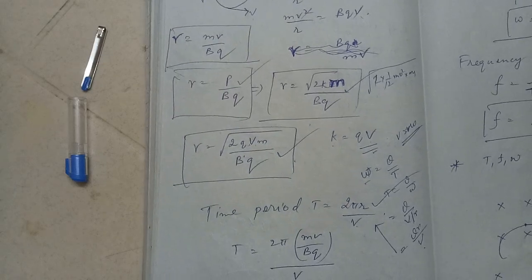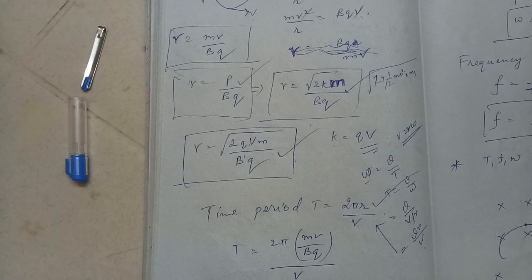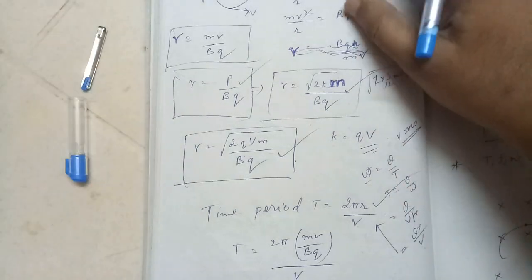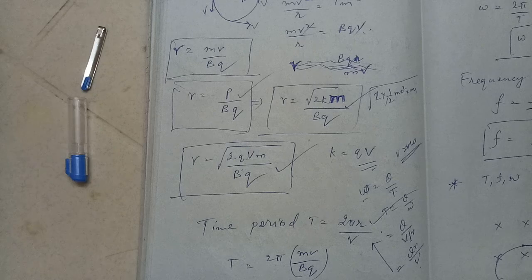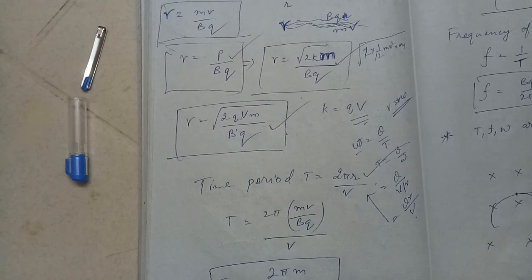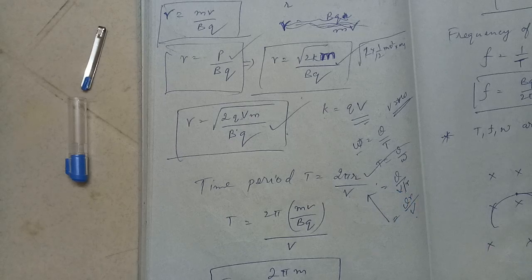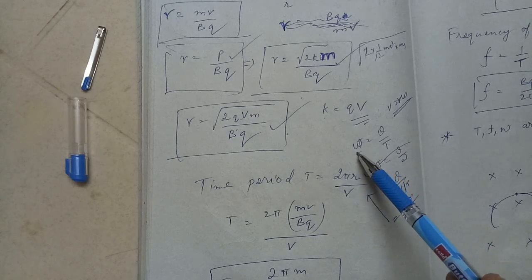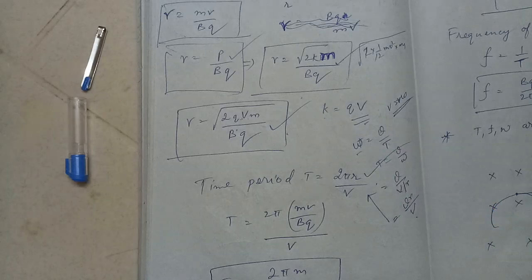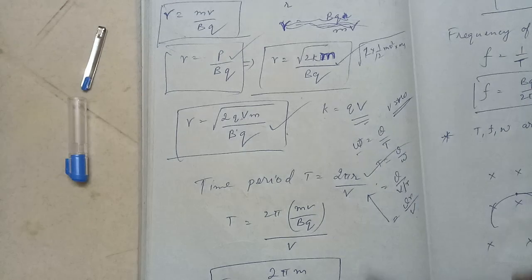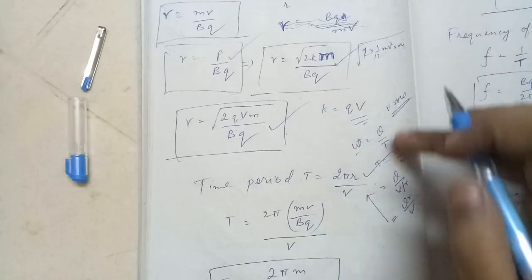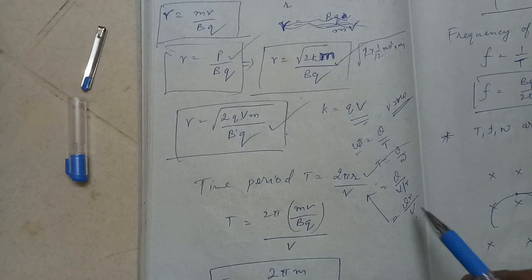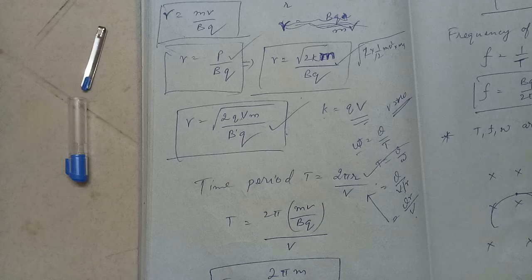Now any charged particle, if it is moving in a circular path, it will have some time period. You see here, this radius is dependent upon velocity. Time period you can obtain by the expression 2 pi r by v. How did I get this? Omega, angular speed, is theta by t. Theta is 2 pi. So from here I can write t is equal to theta by omega. Omega can be written as v by r, because v is equal to r omega. So if you rearrange, you will get t is theta r by v, or it is 2 pi r by v.